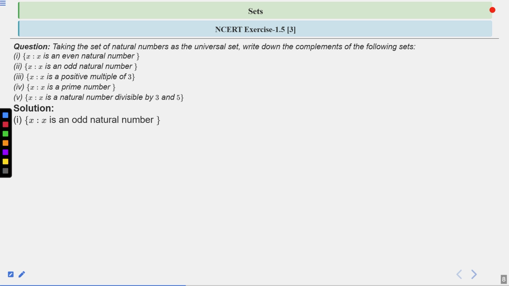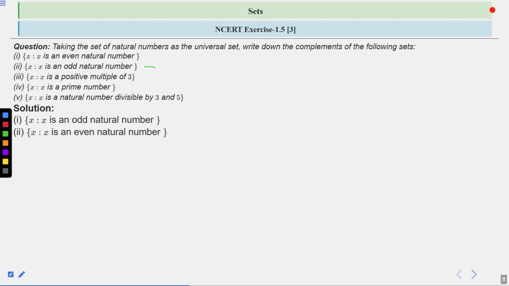If you are collecting all the even natural numbers, then the complement will be your what? If provided the universal set is natural numbers. So eliminate all the even numbers from the universal set. You only left with odd numbers. Clear? So the complement for the set provided in first is just a simple collection of all odd natural numbers.